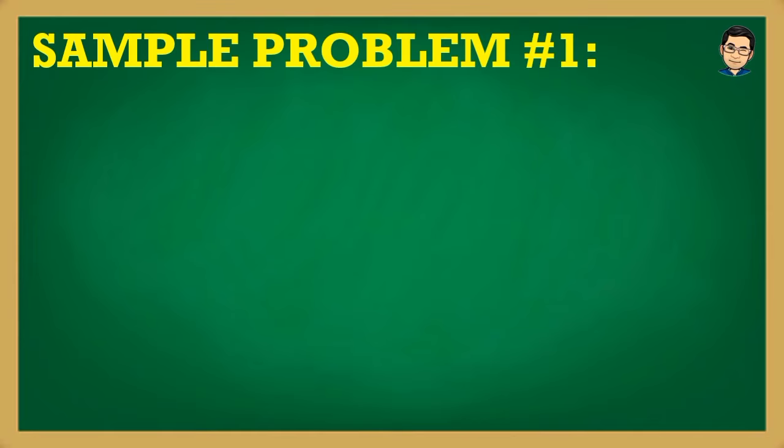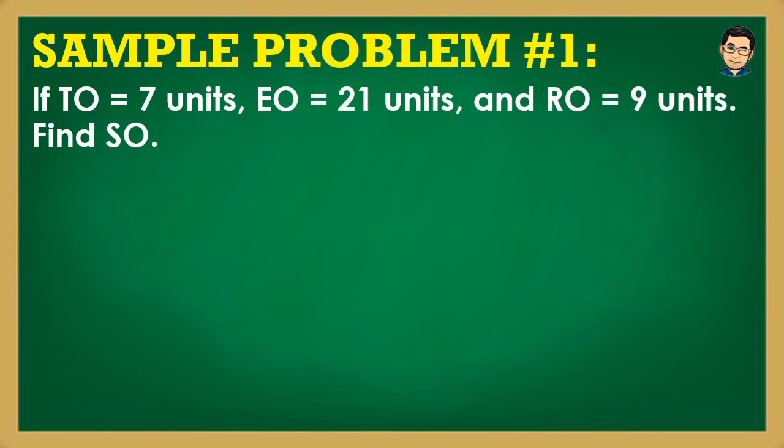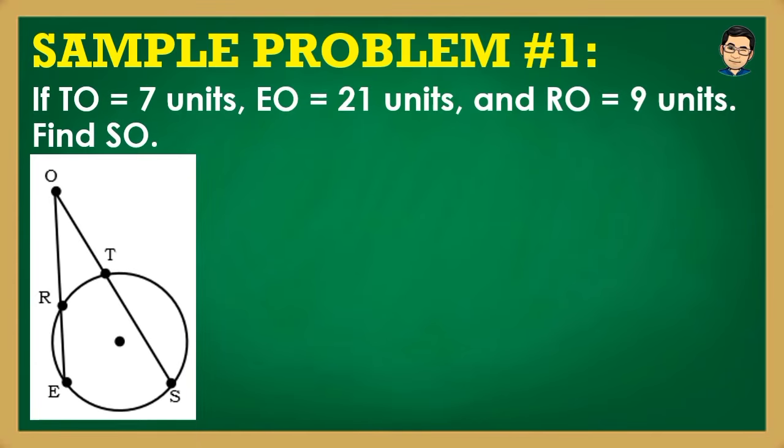So, para mas maintindihan nyo yung theorem, let us have an example. So, first, we will label the segments. So, yung measurement ng mga segments. If TO is equal to 7 units, so yung TO or OT, ito po siya, 7 units. And then for EO, 21 units.